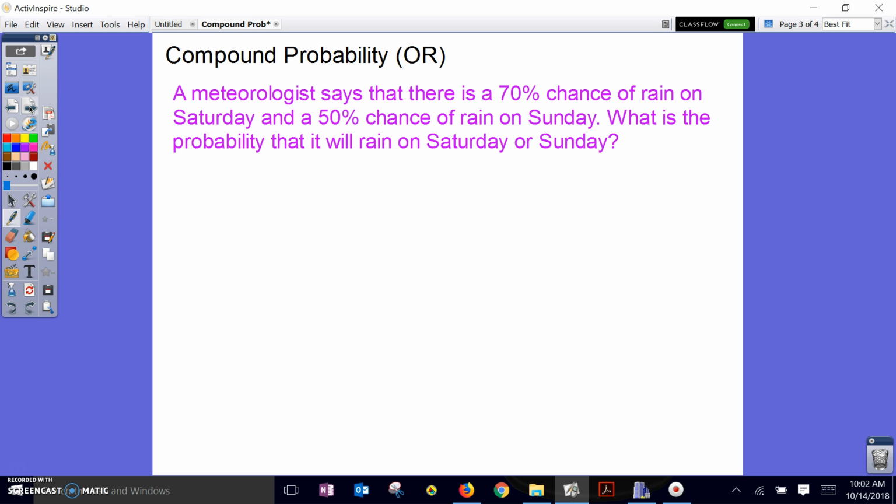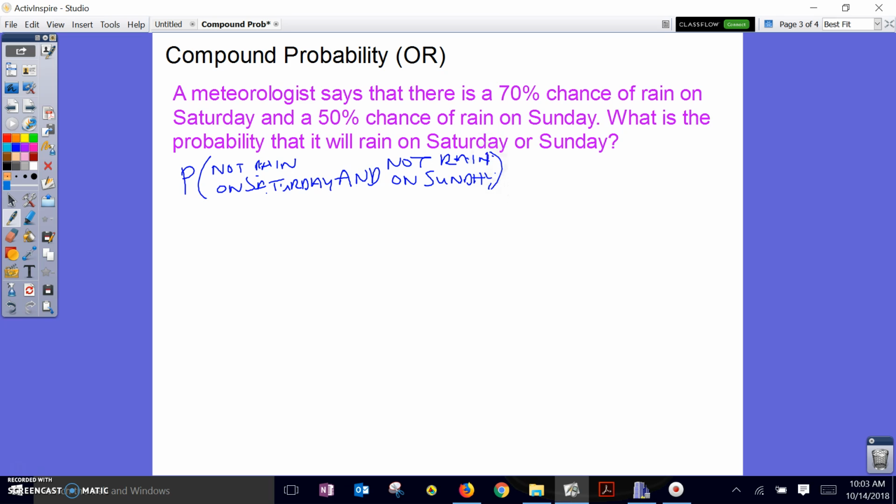A meteorologist says that there's a 70% chance of rain on Saturday and a 50% chance of rain on Sunday. What is the probability that it will rain on Saturday or Sunday? And so in order to find the probability that it will rain on Saturday or Sunday, what I'm first looking for is the probability that it will not rain on Saturday and not rain on Sunday.